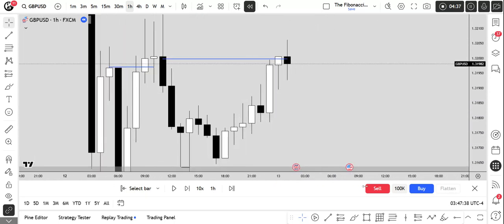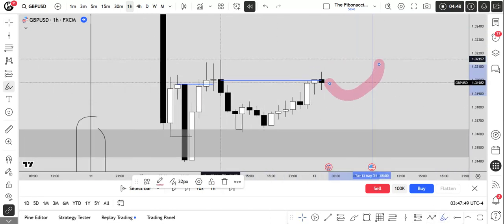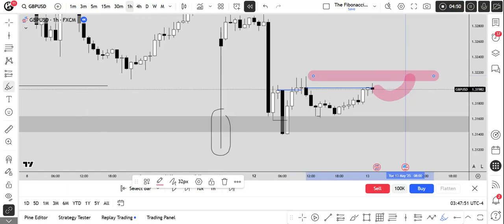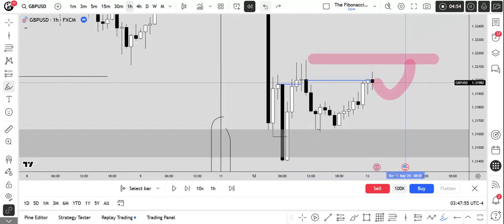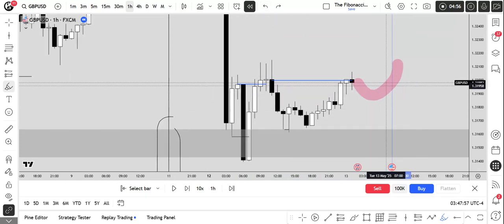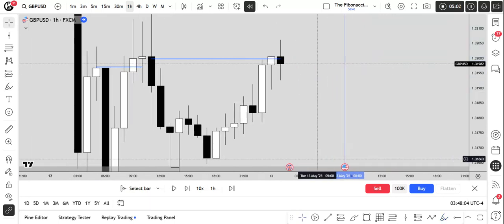No. So I will wait for the swing formation in the 8 a.m. time, and I can look for the continuation to the highs. And what is our target? Our first target would be these liquidities, and our second target would be these liquidities presented right over here. So I will wait for that, and when price reaches near the 8 a.m., I will shift to the 15-minute time frame and mark out the areas.